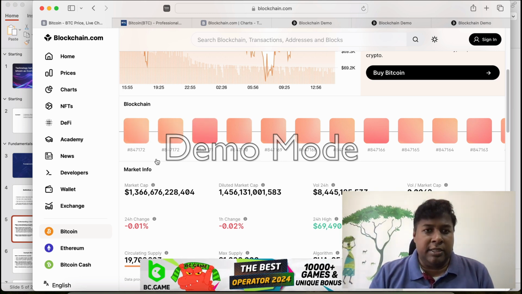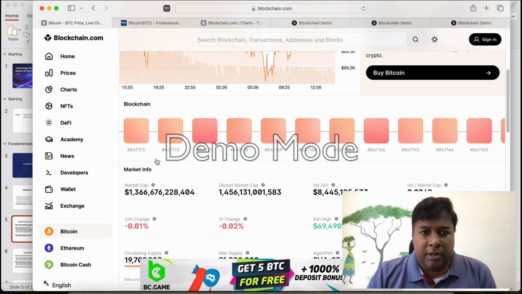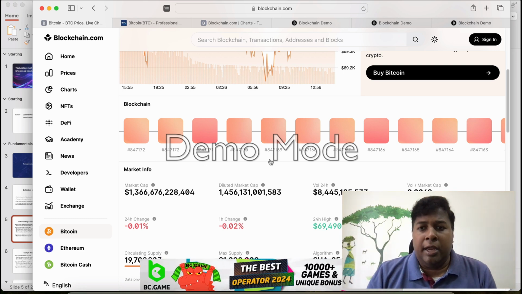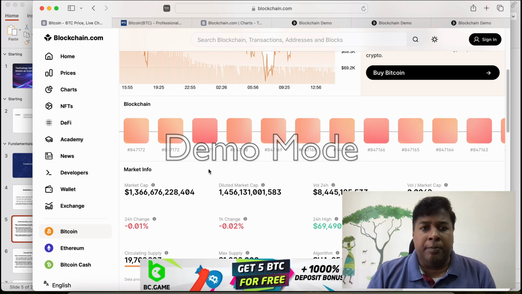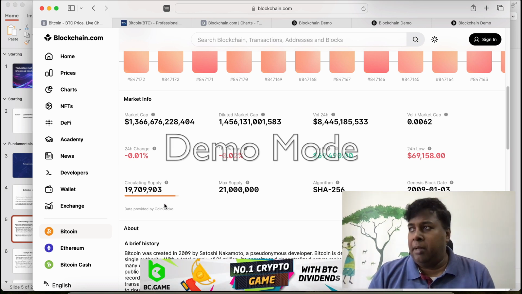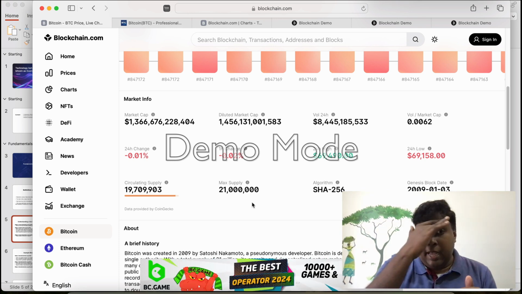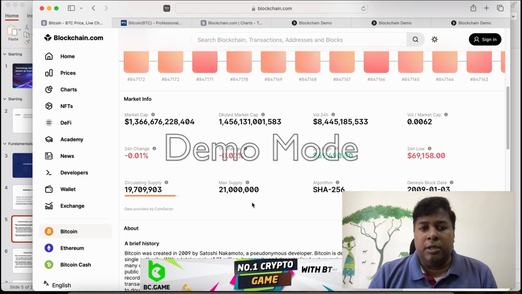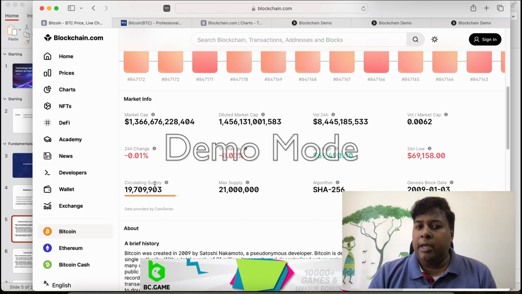Now the latest block is 847,172, and it keeps on going, so new blocks keep getting added to it. And then if you come down, you can see that the circulating supply is 19 million, and the max supply is 21 million, right? So as the bitcoins are getting awarded and created, the supply is slowly increasing and moving towards the max supply.